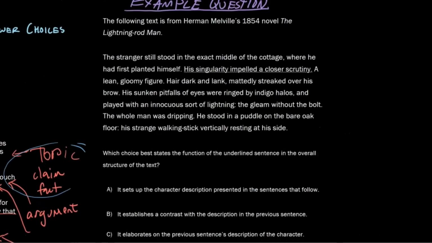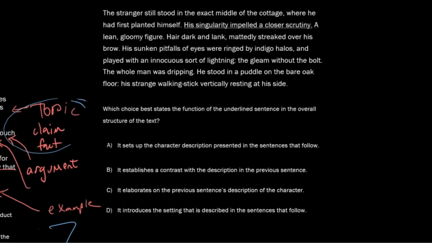Let's take a look at this question from The Lightning Rod Man. The stranger still stood in the exact middle of the cottage where he had first planted himself. Okay. That's just kind of introducing it. Now we're going to take a look at our answer choices here. We know what the question's asking here. It sets up the character description presented in the sentences that follow. It establishes a contrast with the description in the previous sentence. It elaborates on the previous sentence's description of the character. It introduces the setting that is described in the sentences that follow.